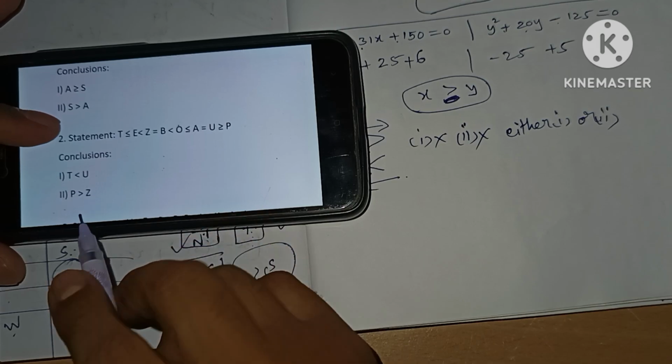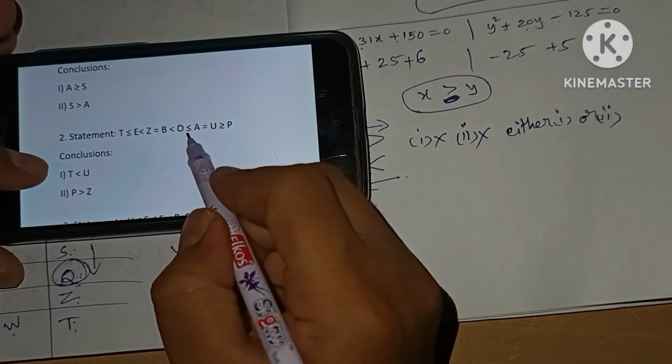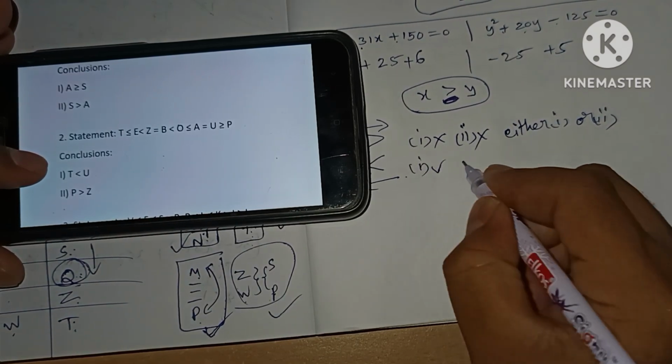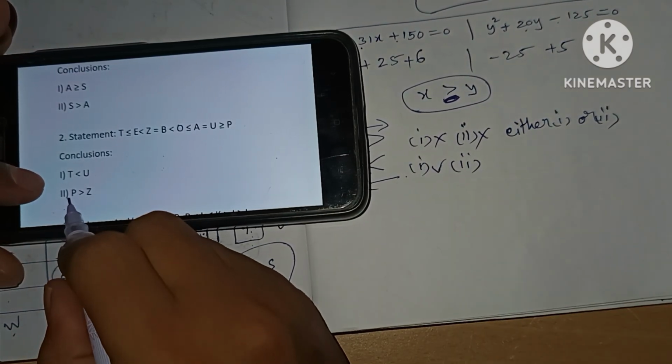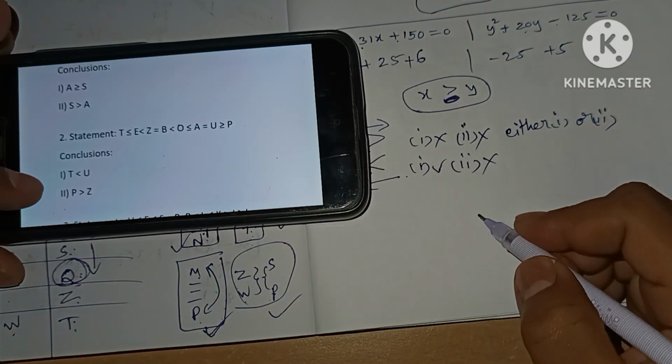Next, second question. The flow from U to T. From U we can reach to T, it is possible. So the first one is true. Second conclusion, the flow from P to Z. From P there is no flow. So the second conclusion will be false.